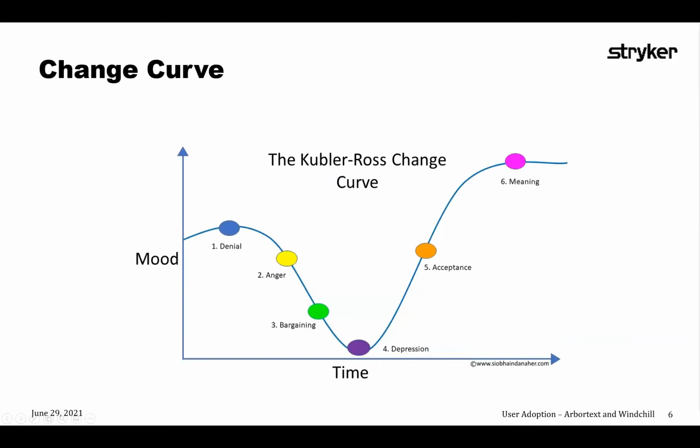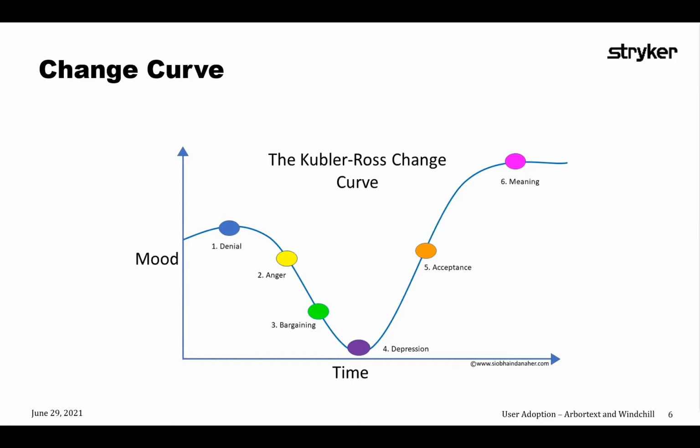Let's talk for a minute about the psychology of change. Elizabeth Kubler-Ross introduced us to a 6-stage change curve in her 1969 book called Death and Dying. As the title indicates, the curve was originally formulated to model the experience of loss and grief. It has, over the last 50 years, been adapted to help us understand the psychology of change.